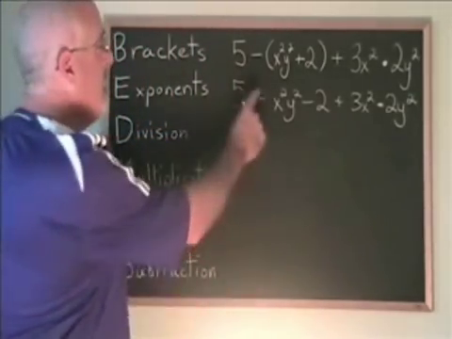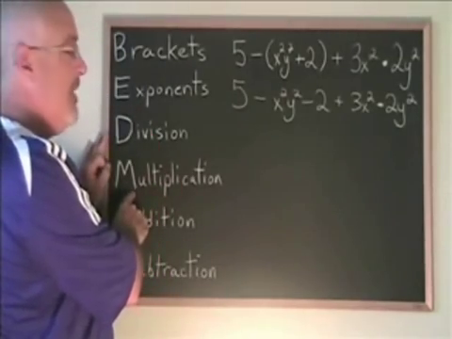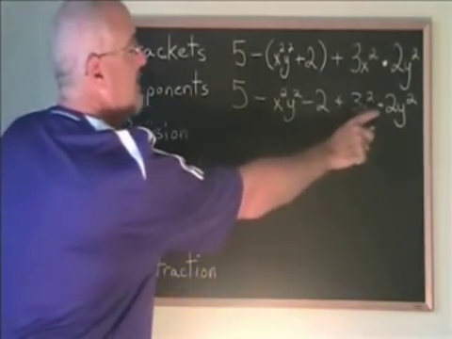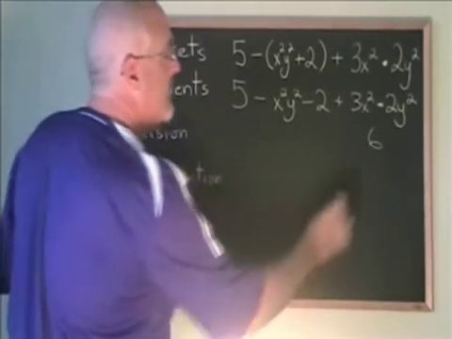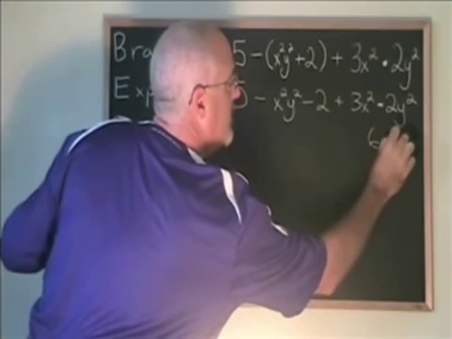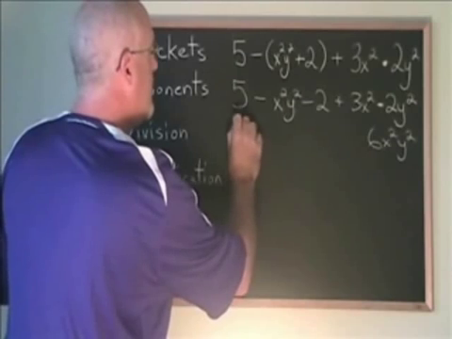Now I have subtraction, subtraction, addition, multiplication. The multiplication has to be done first. 3 times 2 is 6. And x squared times y squared is x squared y squared. I copy down the rest of the question.